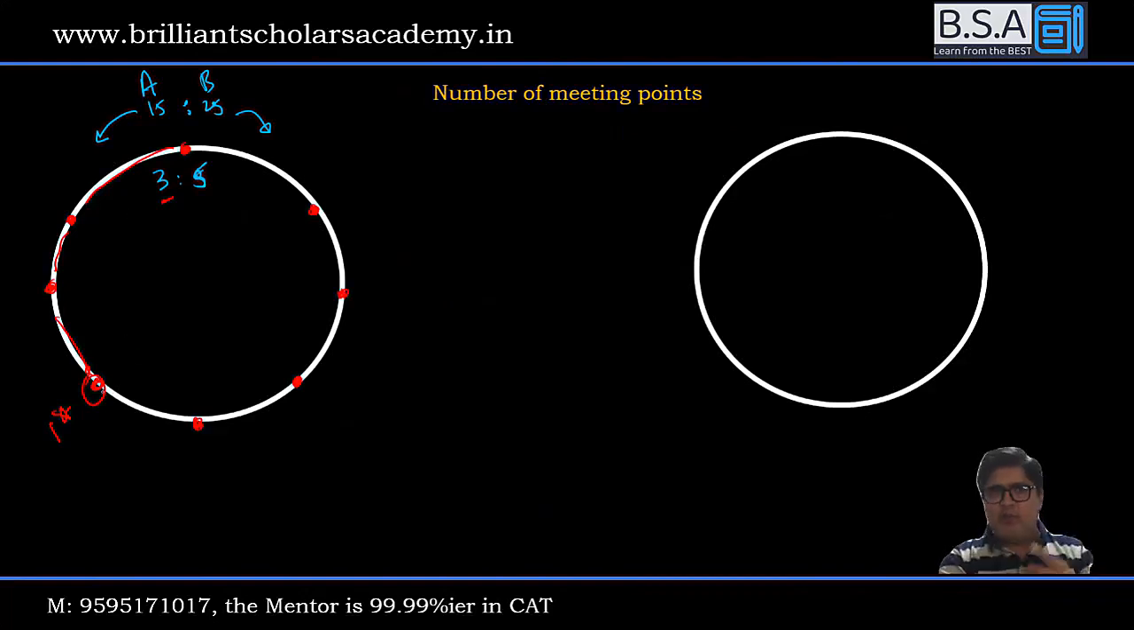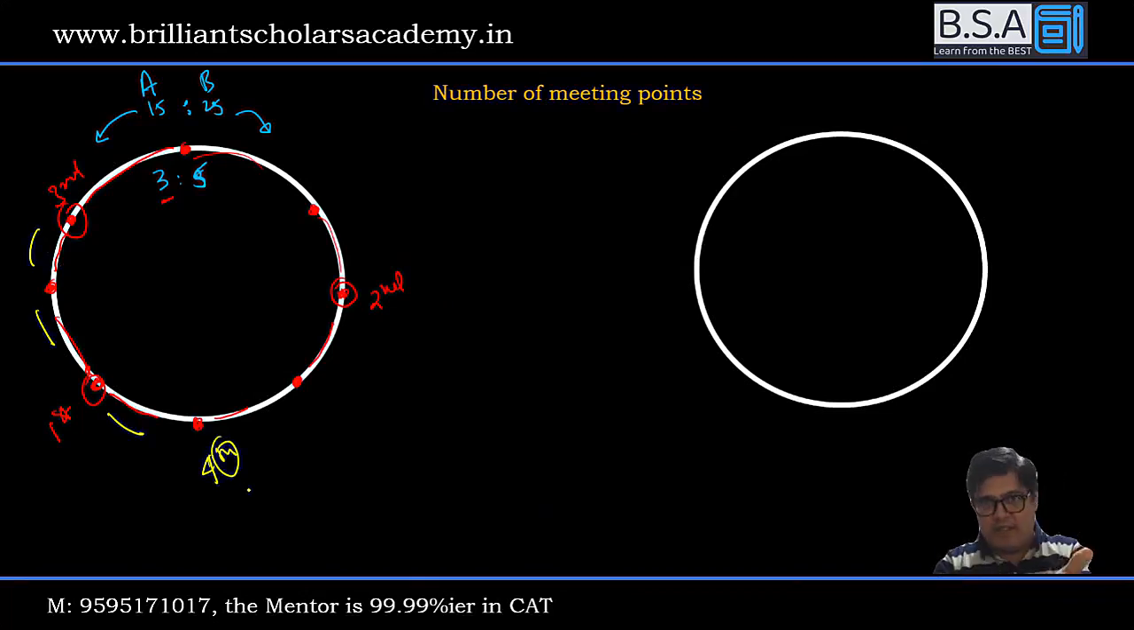A continues. So if this is the first meeting point, you count again 3 parts. 1 part, 2 part, 3 part. This is going to be the second point of meet. Again count 3 parts. 1, 2, 3. This will be the third meeting point. Count 3 parts. 1, 2, 3. This will be the fourth meeting point.